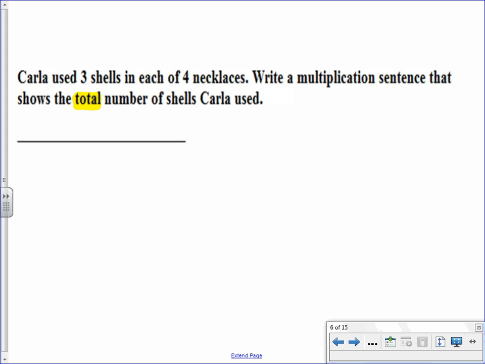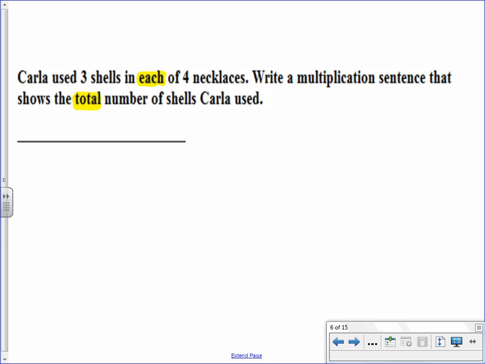Necklaces. What's the word? What's the key word? Who knows it? Mia B. Each. This word each tells us that there are equal groups. So there are 3 shells in each of the necklaces. 3 shells in the first necklace, 3 shells in the second necklace, 3 shells in the third necklace, and so on. So that means that we have equal groups of shells for necklaces.